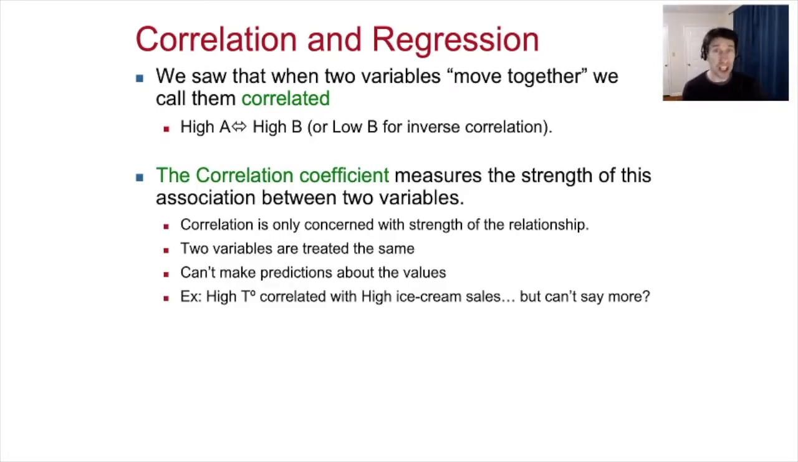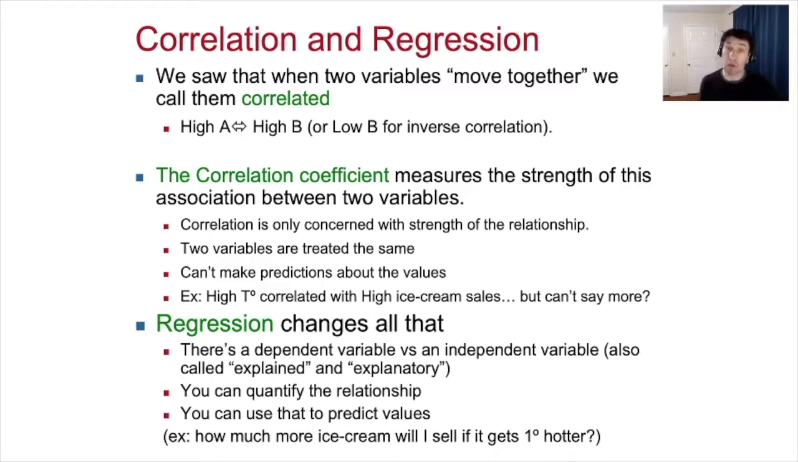Now we saw that to check whether variables are correlated or not, we use something called the correlation coefficient. That coefficient measures the strength of the association between the two variables. However, there are a few weaknesses to this, because the correlation is only concerned with the strength of the relationship, the correlation or the inverse correlation. The two variables are treated equally, and you cannot use one to make predictions about the other. For instance, you could say something like high temperatures are correlated with high sales of ice cream, but you wouldn't be able to say anything more than that.